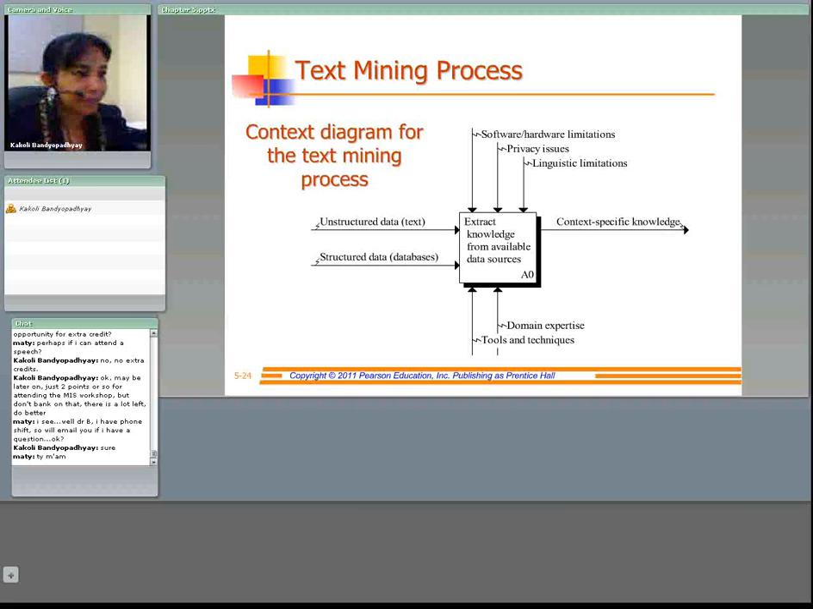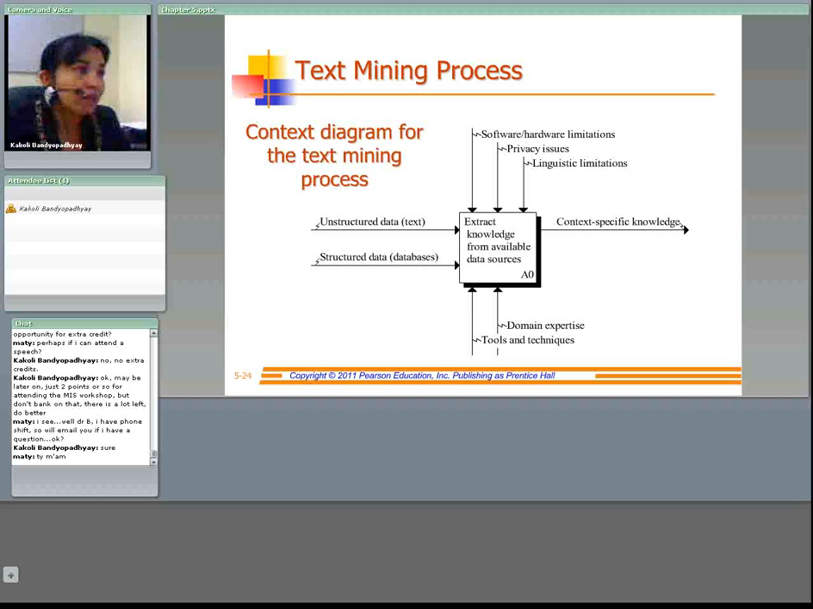Input is text, which is unstructured data, and also structured data if it is available in the form of databases, if it is relevant and if it is available. Then what are some of the controls? Controls are constraints or limitations such as software and hardware limitations, privacy issues, and also difficulties related to the processing of text, linguistic limitations.